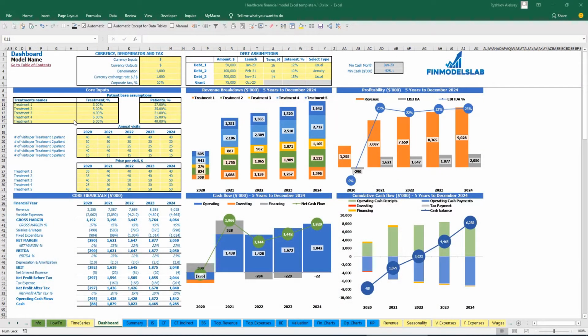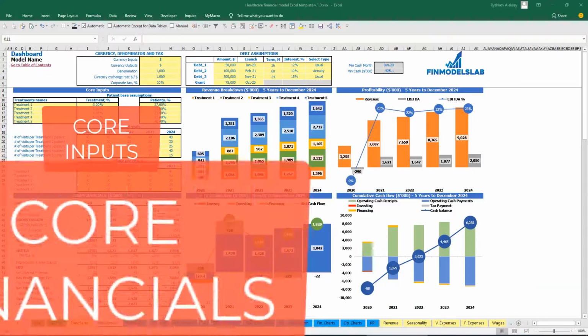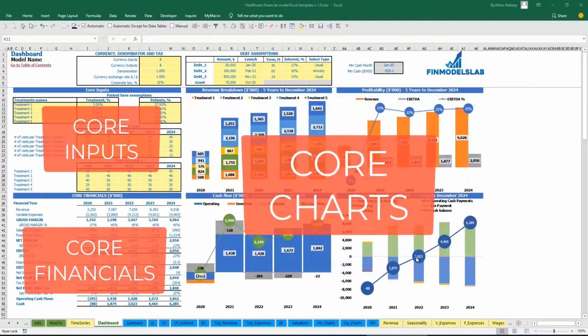On the Dashboard tab, you may input core inputs for your model and also see the core financials and core charts based on the assumptions you input in the model.